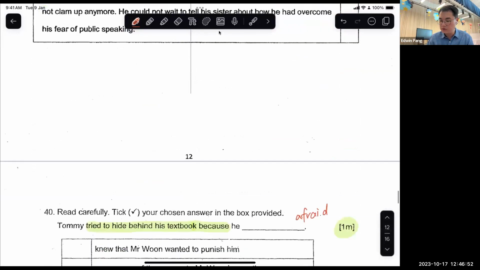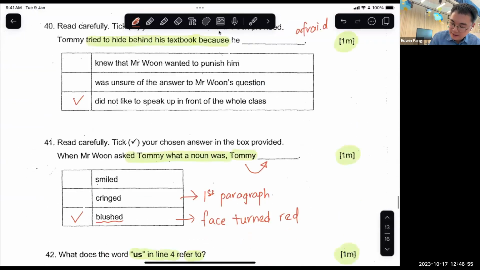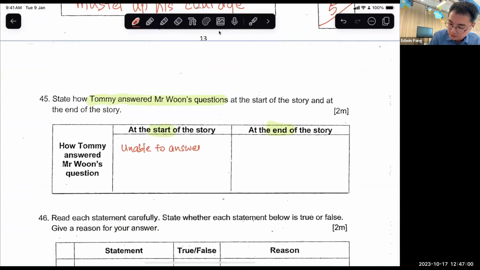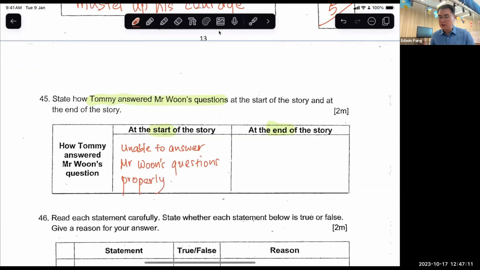So let's go back to the question. At the start, he was unable to answer Mr. Woon's questions properly. Why? Because he was very nervous, but I don't need to state how he feels, because this question is not asking you how did he feel, Ethan. The question is how he answered. So I don't need to say that he was a bundle of nerves. Why? Because that's not what the question is asking for. Do you all understand, everybody? Let me finish, then I will accept questions. Yishan, don't ask questions now.